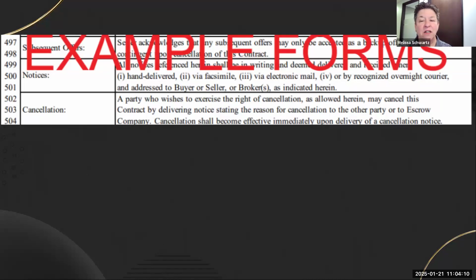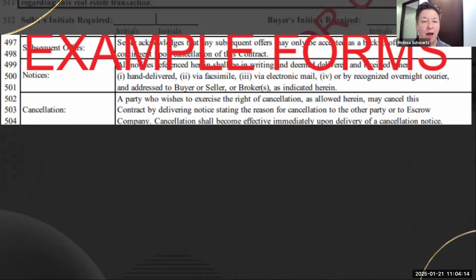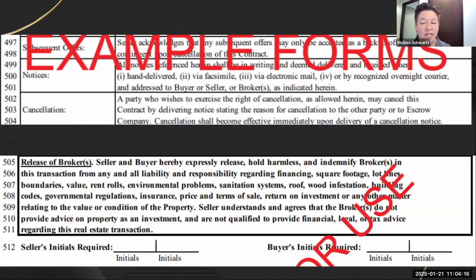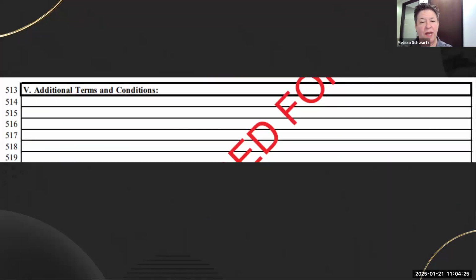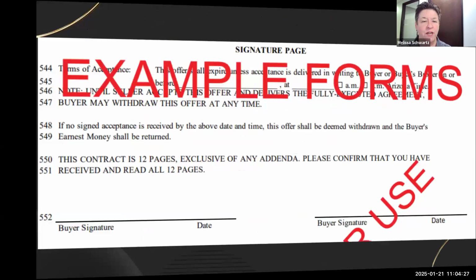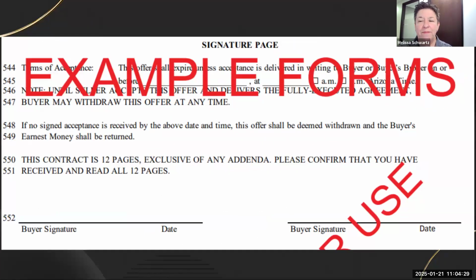Cancellation: anybody can cancel, but it just doesn't say what happens with the money and how that happens, right? What happens then? Release of broker, here's another release. So we've got our 2 releases in there that everybody's signing off on. Additional terms, there's a whole page of these so that you can write a few other things in there. Terms of acceptance: this offer expires on this date and time. If no acceptance, this offer shall be deemed withdrawn and buyer's earnest money shall be returned.